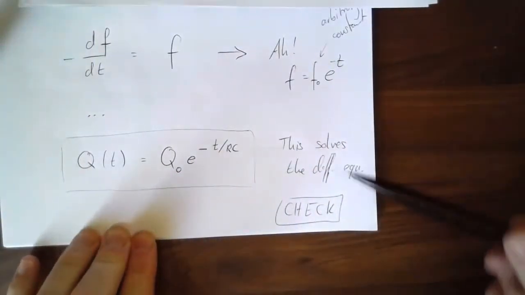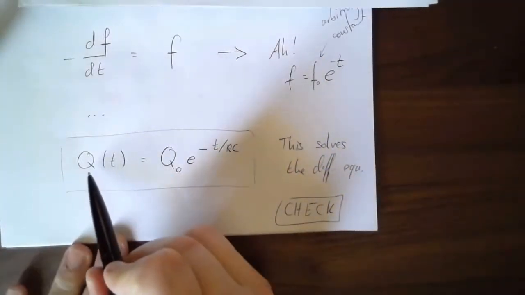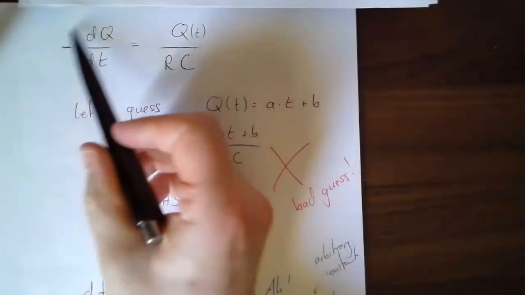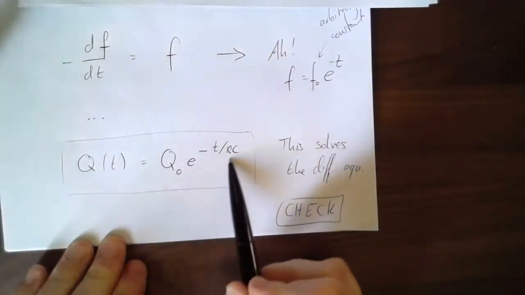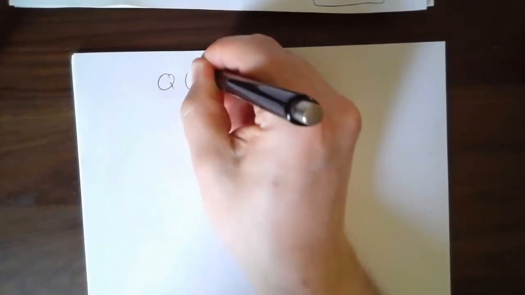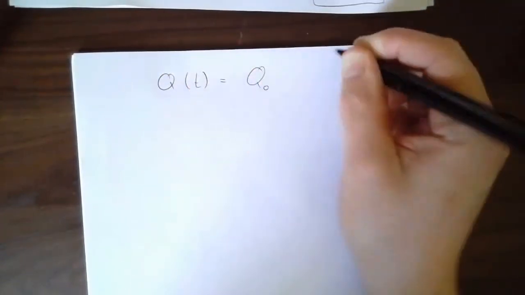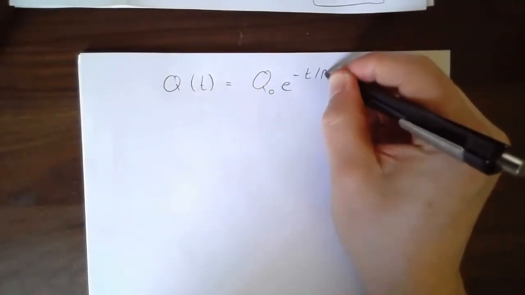Okay. So we figure this out. What is it telling us? It's telling us that the laws of nature, which led to this equation here, allow for the charge on the capacitor to look like this. So let me write this down again. I'm just going to copy this out. We have that q of t is some initial charge. This is constant for now. Minus t over RC.